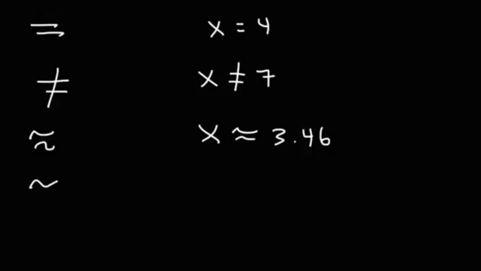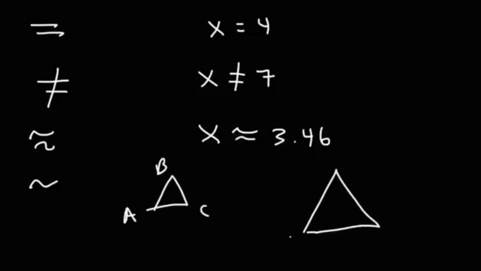Now, this symbol means similar, or is associated with similarity. For instance, you could say that triangle ABC is similar to triangle DEF. They could be similar in the sense that they have similar ratios. This symbol means congruent. Triangle ABC could be congruent to triangle DEF.